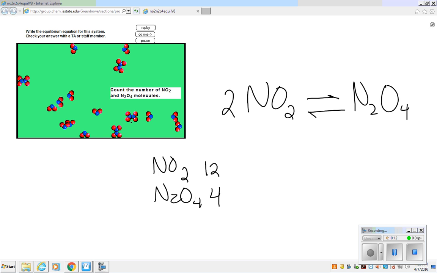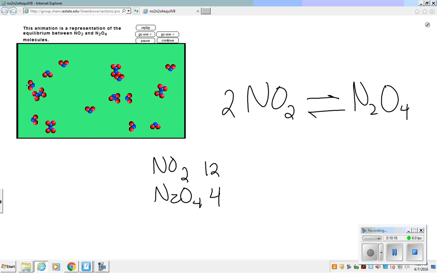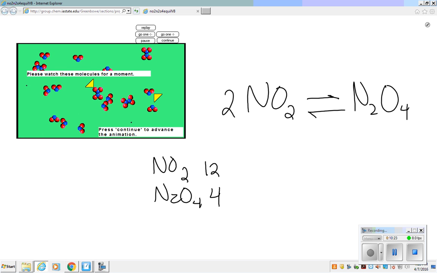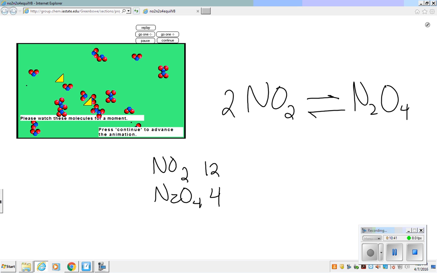No matter how long we run this system, I guess I did that sort of backwards, sorry. If we begin this again, what we'll see is that anytime the system is considered to be at equilibrium, we always have 4 of the large molecules, the N2O4s, and we always have 12 of the smaller molecules. So I can continue to run this.